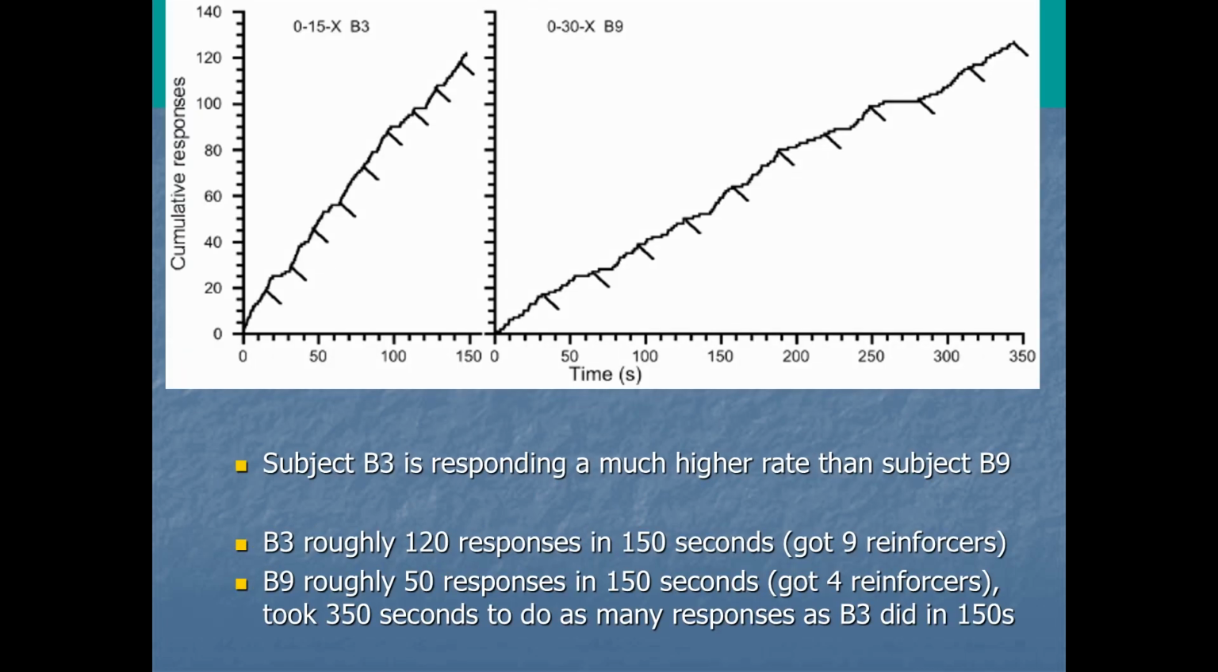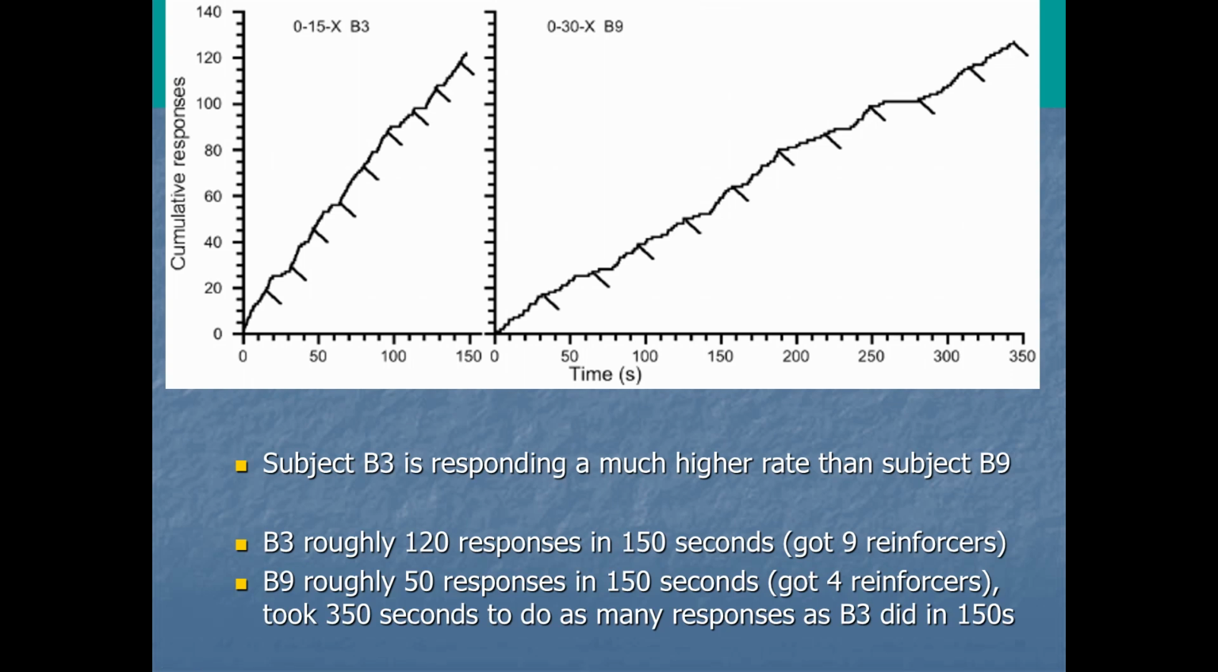So here's some example data from an actual real life study done with bees. On the left here, we've got the data from the appropriately named subject B3. Compare that to the data on the right for a different bee, the subject B9. B3 here on the left is responding at a much higher rate, much faster than B9. So for example, B3 reaches 120 responses, the cumulative number, after about 2.5 minutes, right? 150 seconds. But subject B9 hasn't done 120 behaviors until much more time has passed, about 6 minutes, right? 350 seconds.